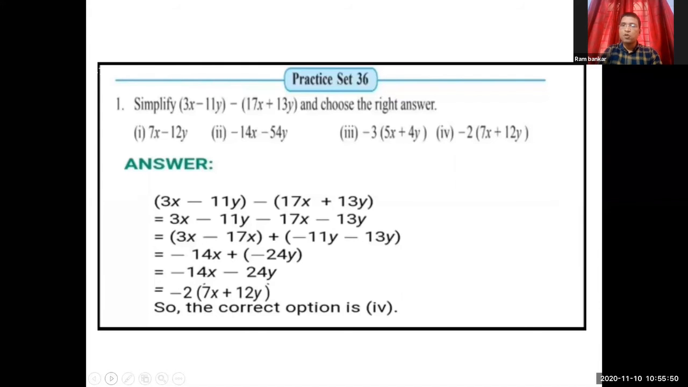Okay, now we will solve this. This is the minus. We already solved that type of sums in yesterday's lesson. So open the brackets. 3x minus 11y minus 17x minus plus minus minus 13y. Okay, we put together the same terms or like terms. 3x minus 17x, x terms we will take together.